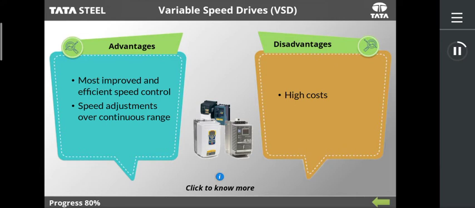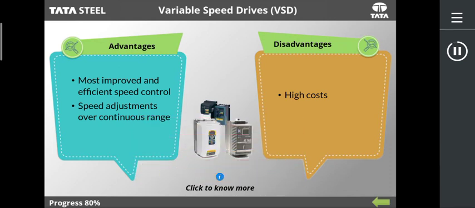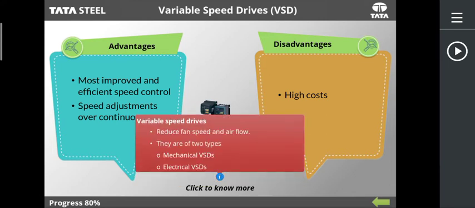Variable speed drives. Following are the advantages and disadvantages. Advantages: most improved and efficient speed control. Speed adjustments over continuous range. Variable speed drives reduce fan costs. Variable speed drives reduce fan speed and airflow. They are of two types: mechanical VSDs and electrical VSDs.